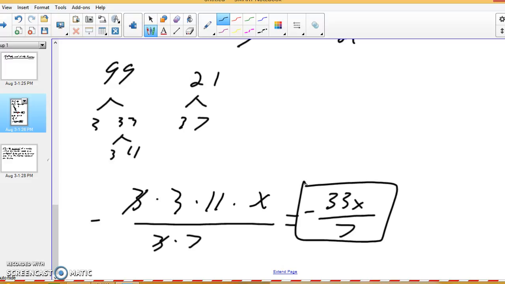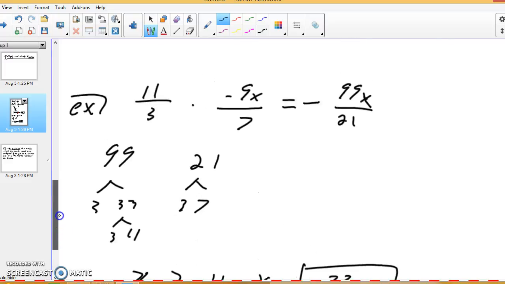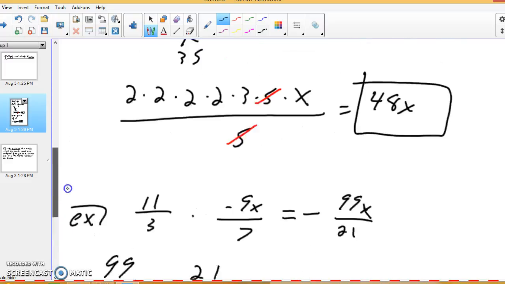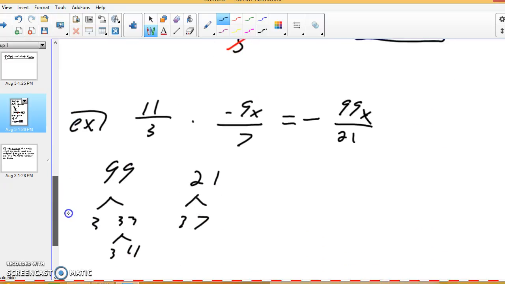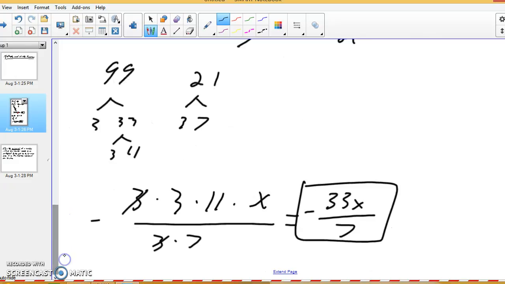And again, that is how you multiply fractions. You just simply set them both up in fraction form, whether it's a whole number and you put it over 1, or if it's just a regular fraction, and just multiply straight across.